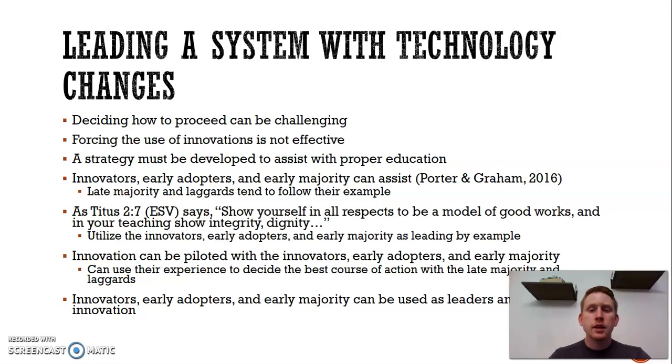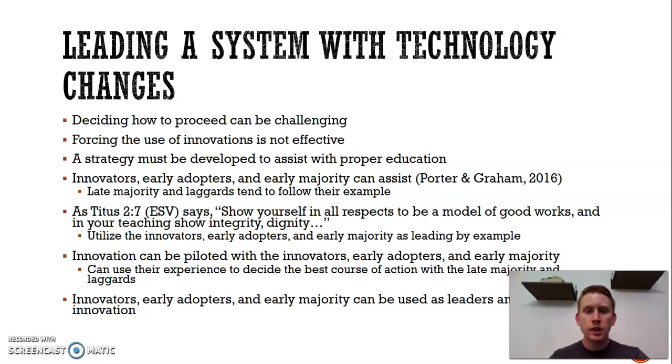Leading a system with technology changes. Deciding how to proceed through the adoption process can be challenging. Forcing the use of innovations is not an effective step to take. A strategy must be developed to assist with proper education. Innovators, early adopters, and early majority can assist with the adoption process.